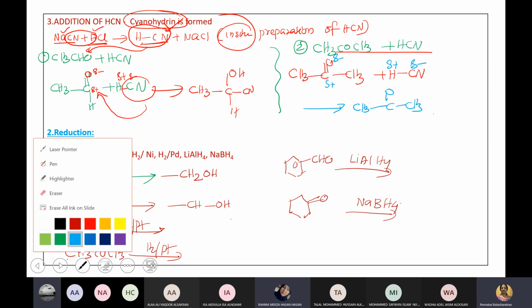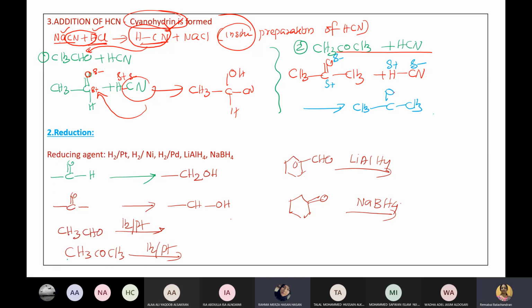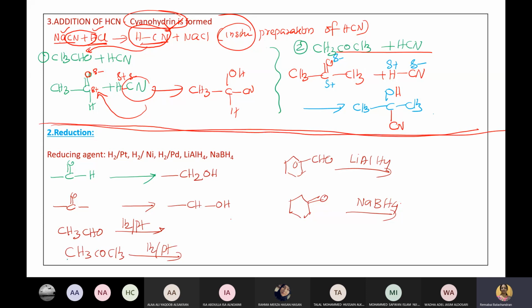H. H. Then here it's C. C. Okay, got it, right? Got it, right? Yes, doctor. Okay, so these all come under nucleophilic addition reaction. So you don't need to memorize anything. We just write slightly negative and positive, then you add. Okay. Now next, this is the next type, reduction.